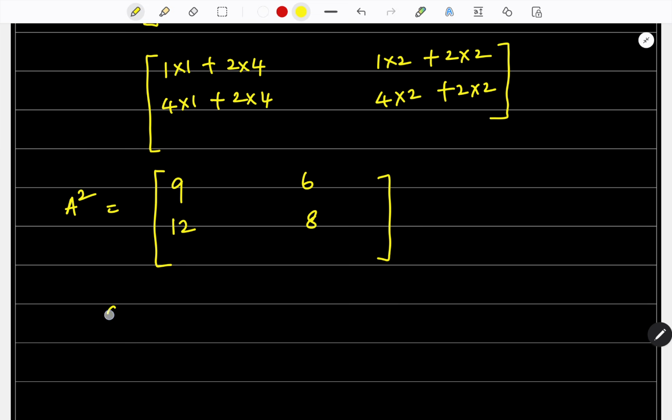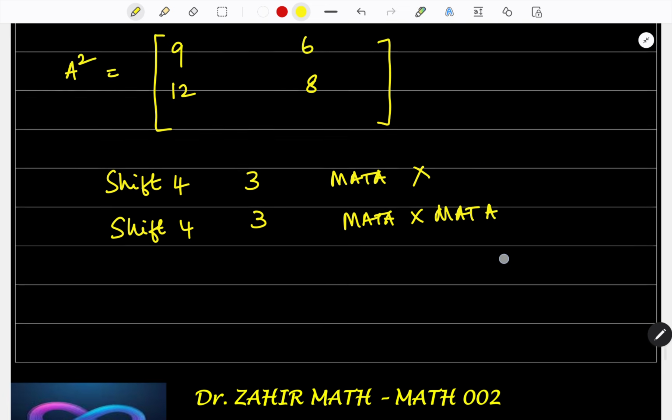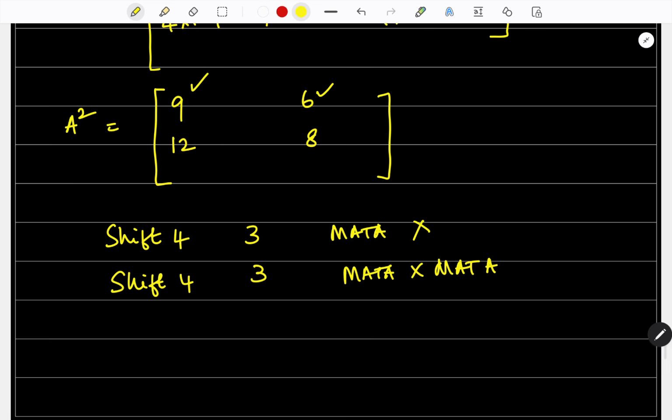Press AC. Okay, right. Shift 4, right? And now we are having number 3. So press number 3. The screen will come mat A, then put the symbol multiply. Again shift 4, right? Press again number 3 because we are going to multiply the same matrix. So you will get mat A multiply mat A. So press equal, you will get 9, very good, 6, very good, fantastic, 12, okay.